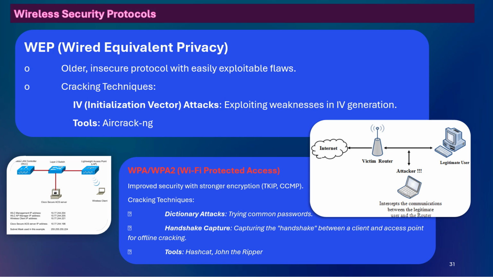WPA/WPA2 networks using dictionary attacks and handshake capture techniques. Security tools like Hashcat and John the Ripper are commonly used for password cracking. The latest standard, WPA3, offers enhanced protection against brute force attacks and ensures stronger encryption.